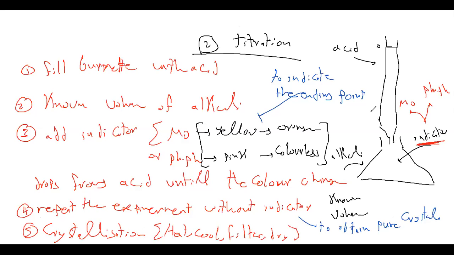So again, for titration, you fill the burette with acid, add a known volume of alkali, and take a suitable indicator like methyl orange or phenolphthalein. By dropping acid into the alkali, you will find that the color changes. When the color changes, we stop, then repeat without indicator. The color changes from yellow to orange with methyl orange, and from pink to colorless with phenolphthalein. Repeat without indicator and then make crystallization. We use the indicator to indicate the end point, and we repeat the experiment without indicator to obtain pure crystals.